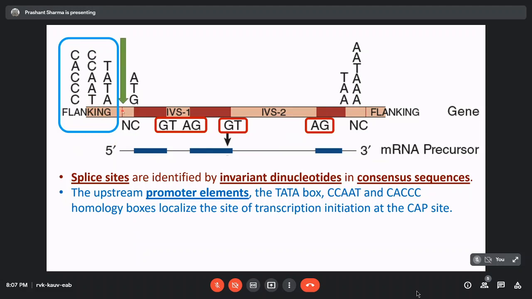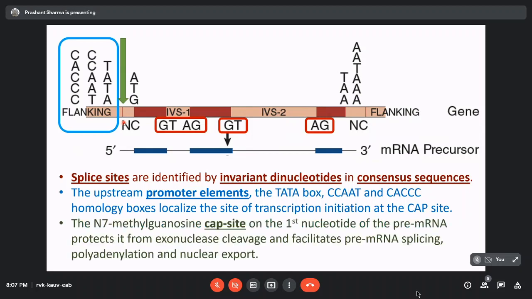And then this particular slim red line is something called the cap site. So what is a cap site? It is an N7 methyl guanosine cap. This happens when this becomes the first nucleotide of the pre-mRNA, and once this methylation has happened, it protects it from exonuclease cleavage, and it also subsequently facilitates pre-mRNA splicing and polyadenylation, again something that's happening at the tail of the mRNA, and protects it from degradation and nuclear export.